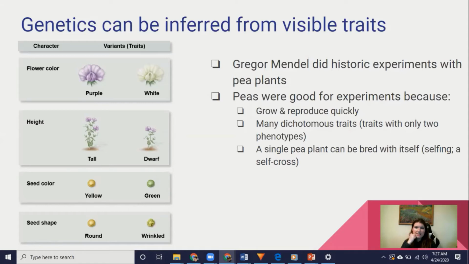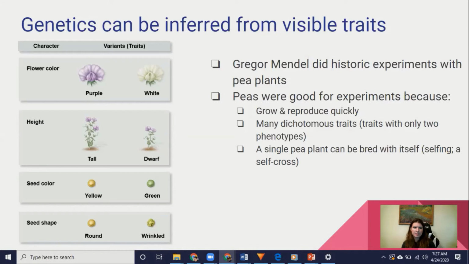Another is that they have a bunch of what we call dichotomous traits, which means there are only two possibilities for a phenotype. A flower in a pea plant is either purple or white. We don't have an intermediate color. Now, if you think of a bunch of human traits, that's not always true, right? We think of categories of hair color, like brown, blonde, red, black. But there are all sorts of mishmashes in between. Not so for a dichotomous trait. The dichotomous trait just has two versions.